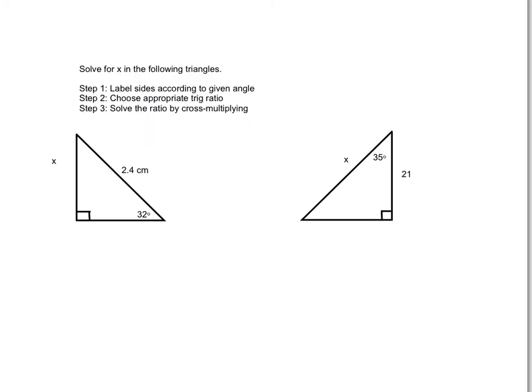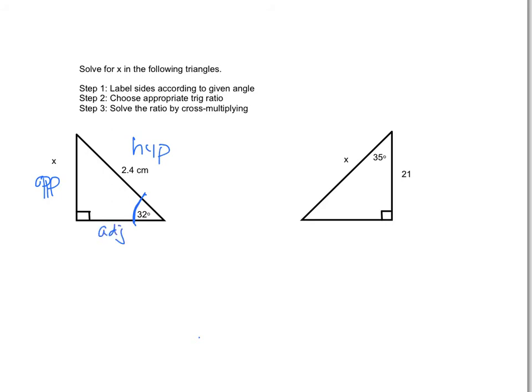Now let's actually solve for missing values using our trigonometric ratios. Here the steps are provided. When you're solving for an unknown, like we're going to solve for side x here in our triangle, first step is to label the sides according to the given angle. So 32 is my given angle. Remember, we don't work with the 90-degree angle. Well, the x side is my opposite. This side is the hypotenuse, and that means this is the adjacent.